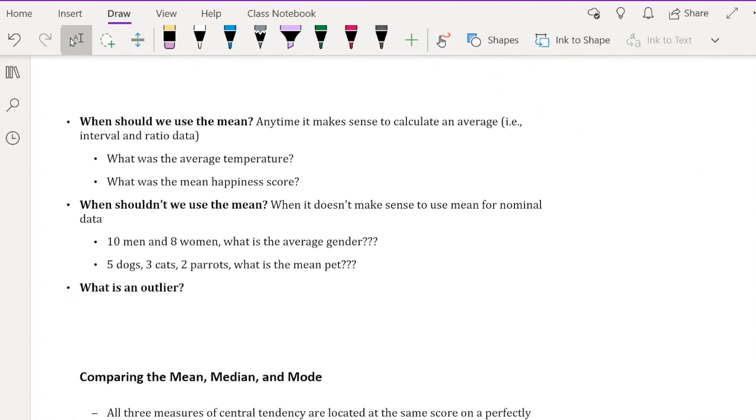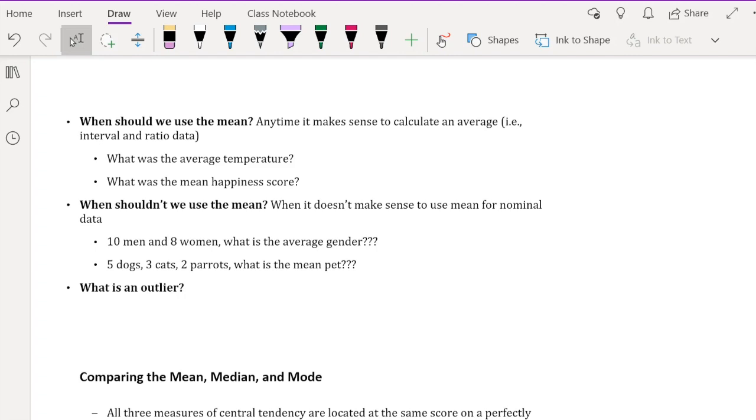When should we use the mean? Well, anytime it makes sense, basically, when we have interval or ratio data. Here I have a couple of examples. What was the average temperature? What was the mean score? When should we not use the mean? Well, when it's a nominal variable. Think about the mean for gender. That doesn't make sense. The mean for ethnicity, that doesn't make sense. The mean for pet, that doesn't make sense either. Another place where you probably don't want to use the mean is when you have a skewed distribution. That's when you want to use the median.